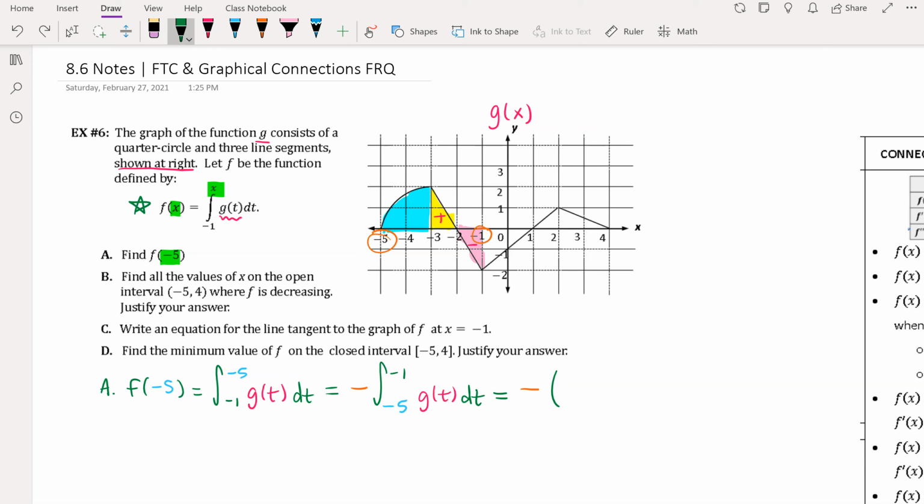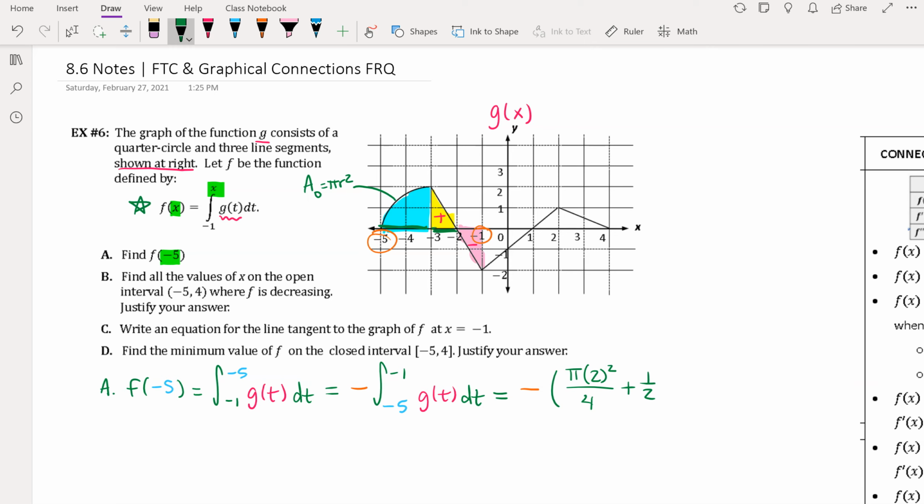Okay, so let's do our area of the quarter circle. Area of a circle is pi r squared. So a quarter circle would be pi r squared, our radius of this circle would be 2. So pi times 2 squared, and then divided by 4 because it's a quarter circle. Cool. So that's the area of the quarter circle. And then you do plus the area of the first triangle, which is 1/2.